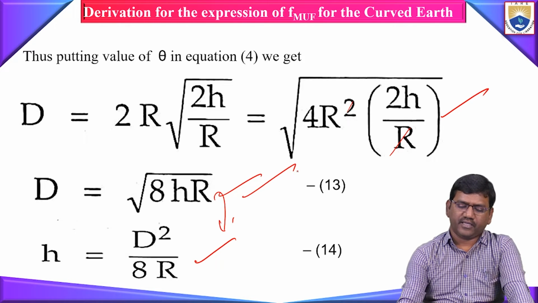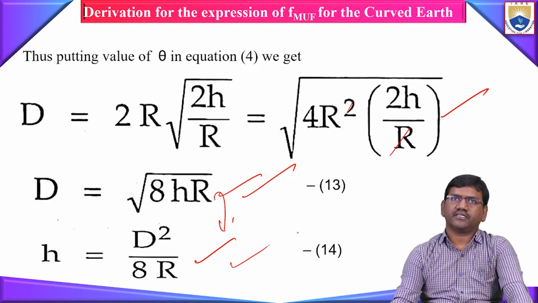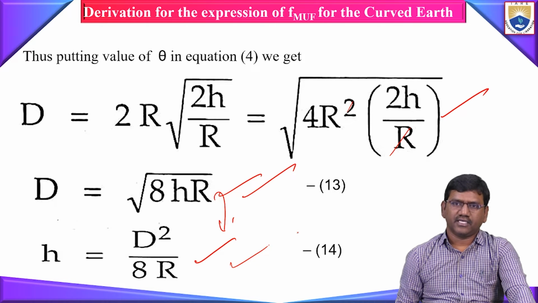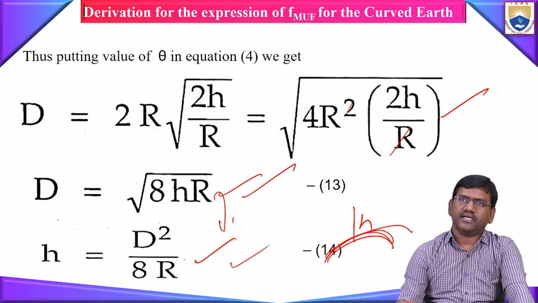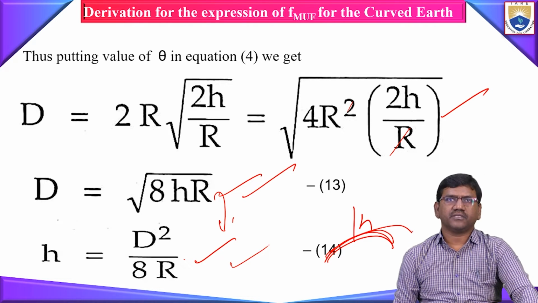So we are getting two values: one, the distance of propagation, and the other, h, the height of the ionospheric layer from the surface of the earth. From the surface of the earth, the height is given by d square by 8r, which depends upon the distance of propagation from the transmitting antenna to the receiving antenna.